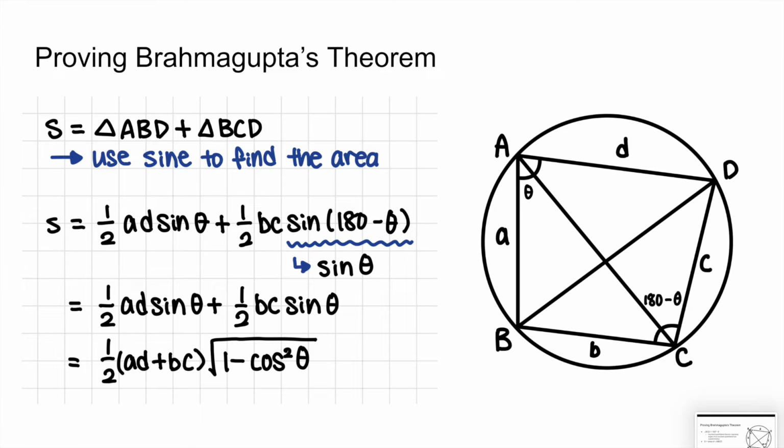Let's get started. First, S equals triangle ABD plus triangle BCD, as shown in the diagram. And if we use sine to find the area, it will produce the equation below when we substitute those areas. And because sine of 180 minus theta equals sine theta, we can substitute those numbers. And we know that sine theta plus sine theta equals 2 sine theta. So we can produce the equation below.